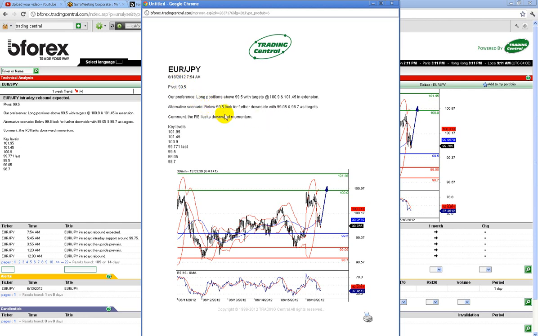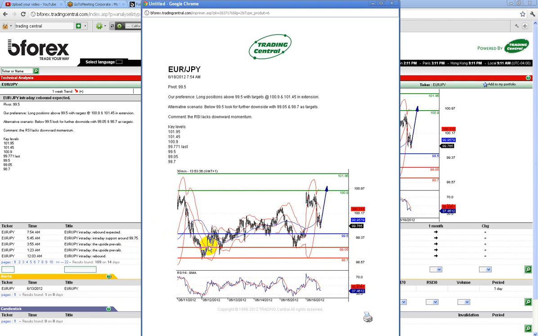Below 99.5, look for further downside with 99.05 and 98.7 as targets. Now, here it says that in case the market goes down, your stop loss will be a bit above the blue line, which is your stop loss, and your targets, your take profits, are the red lines.